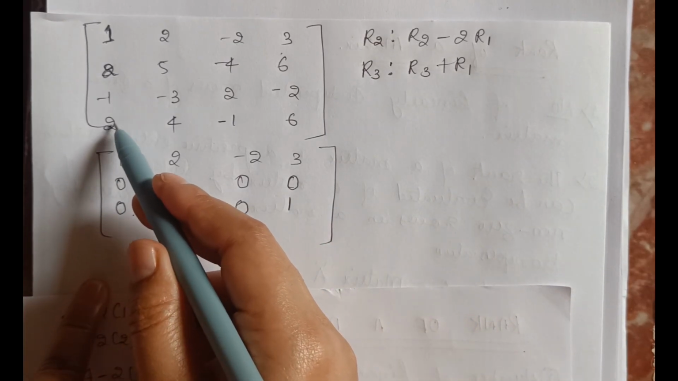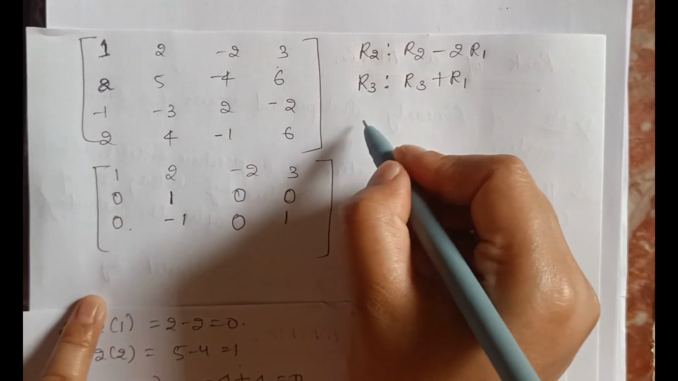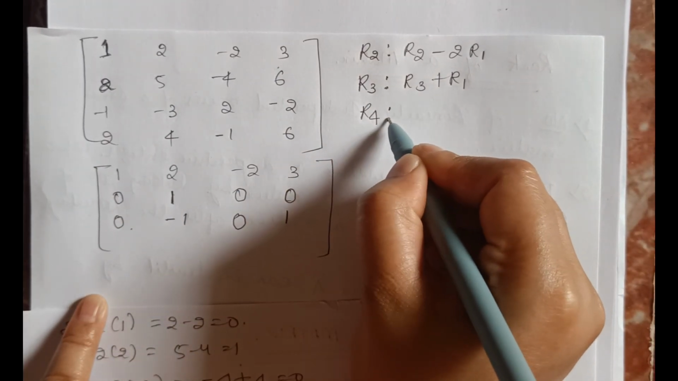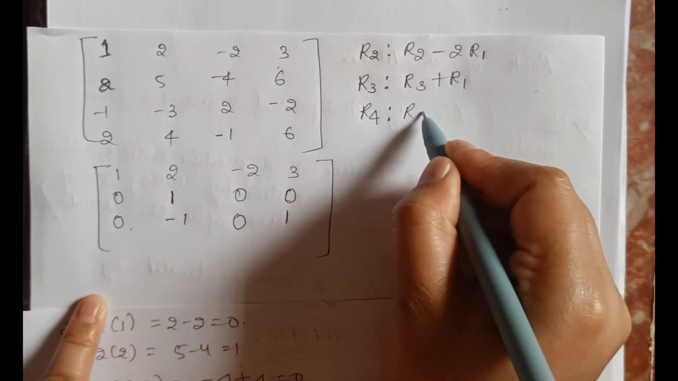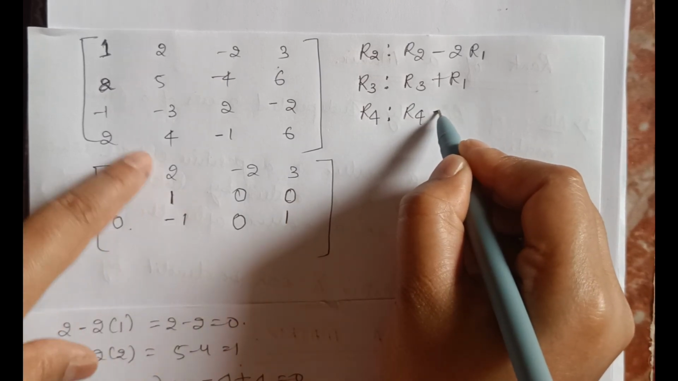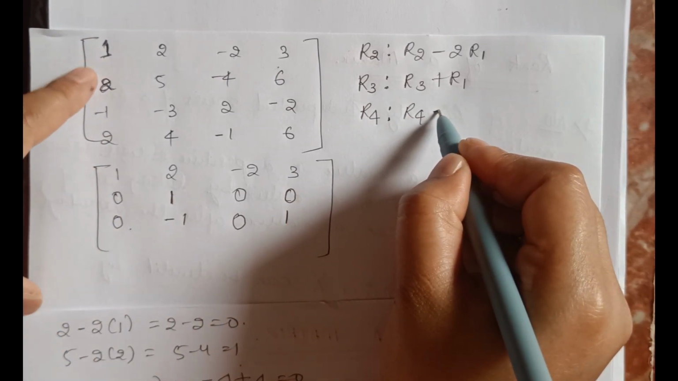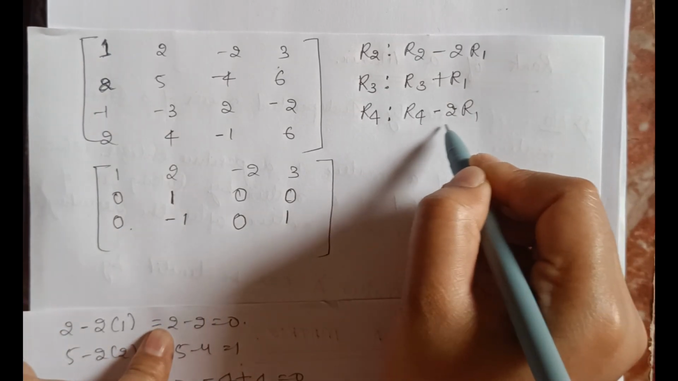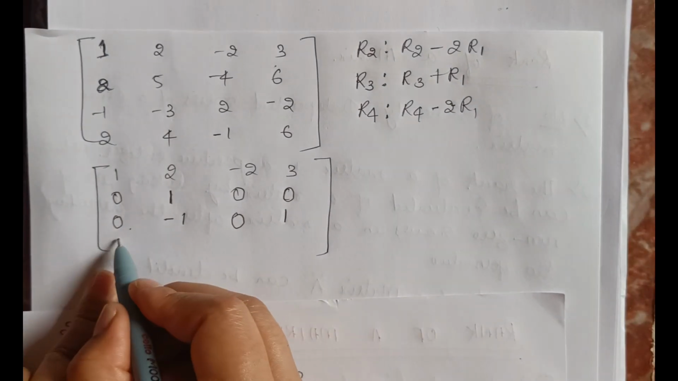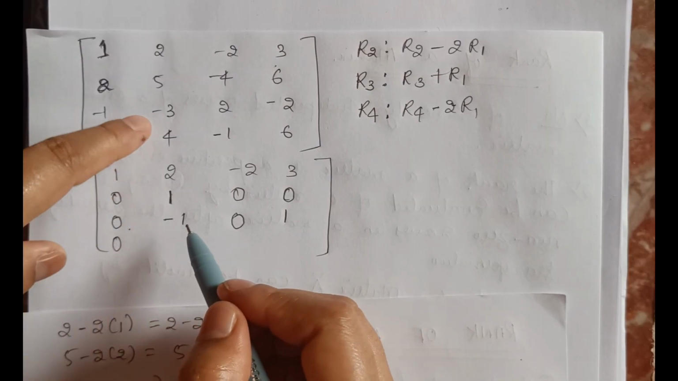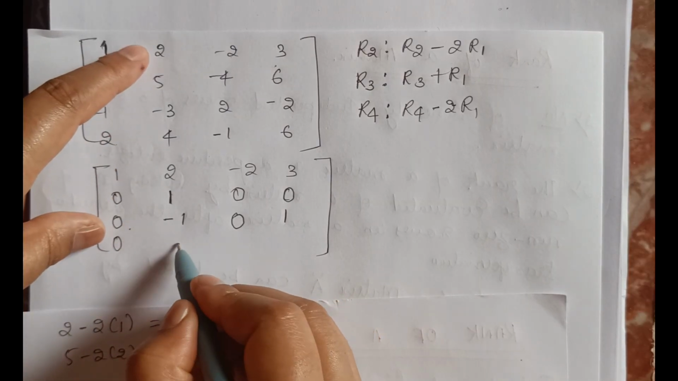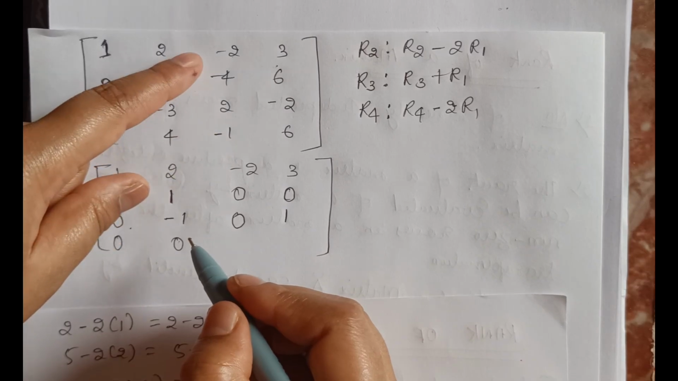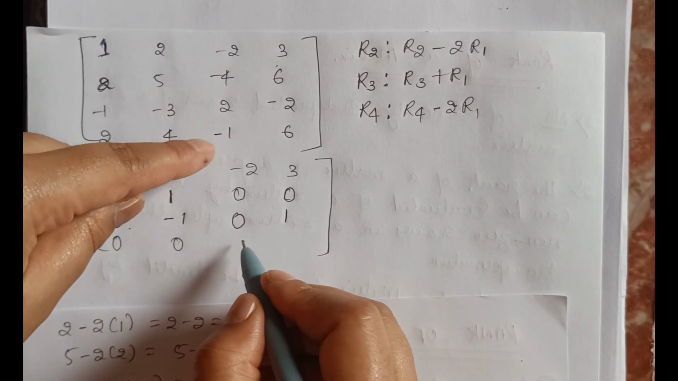So in row 4 I want to make this 0, right? So row 4 changes to R4 minus 2R1. I can do this again, 2R1, right? So this will give me 0. Then 4 minus 4 will again give me 0.